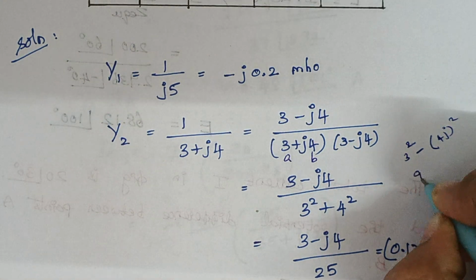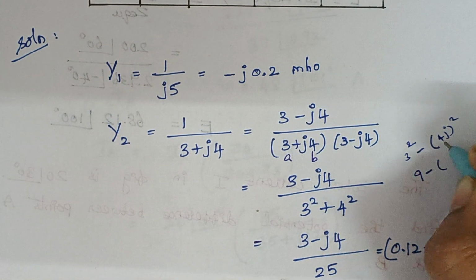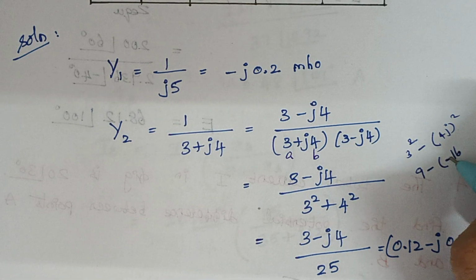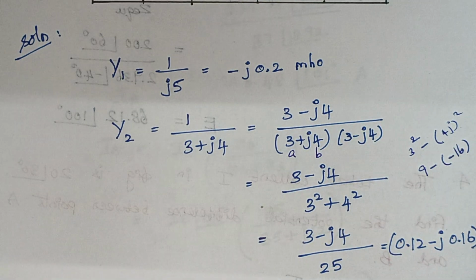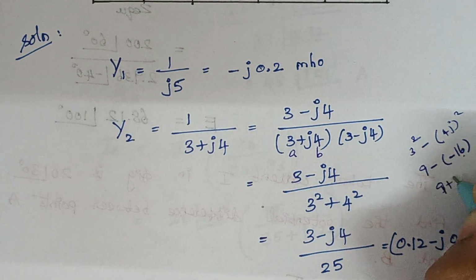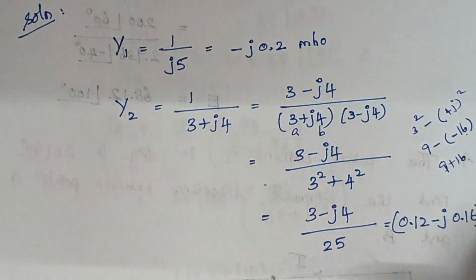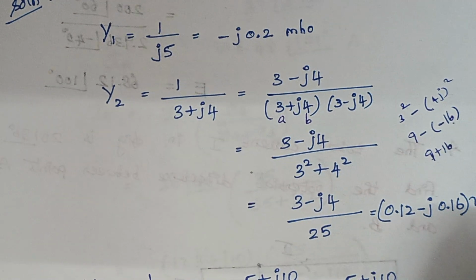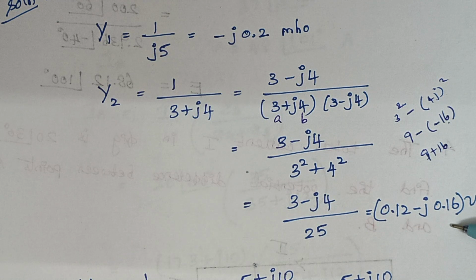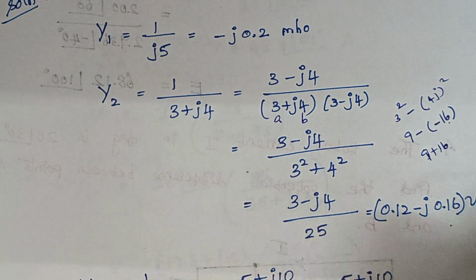3 square is 9, minus 4 square is 16, and j square gives another minus 1. Therefore 9 minus of minus 16 becomes 9 plus 16, which gives 25. So when you solve again, we get the answer like this. This is your y2. And the next one is y3.